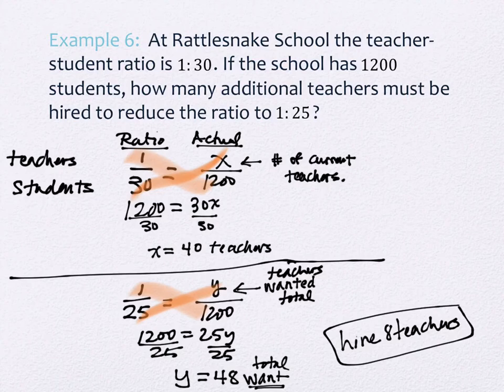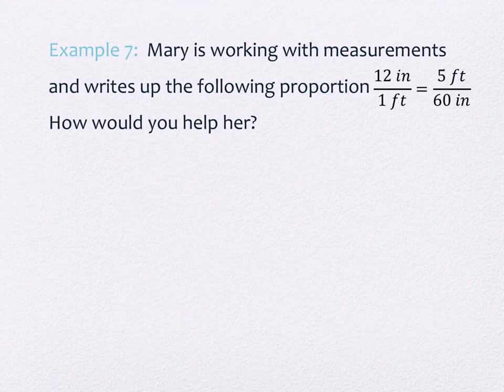Last 2 examples are things that would come from a section C kind of thing. So Mary is working with measurements and writes up the following proportion: 12 inches over 1 foot equals 5 feet over 60 inches. How would you help her? So when you're working with students, my best advice to you first is to tell them something they did right. And it makes what you're about to say that they did wrong a little bit more tolerable. They didn't do everything wrong.